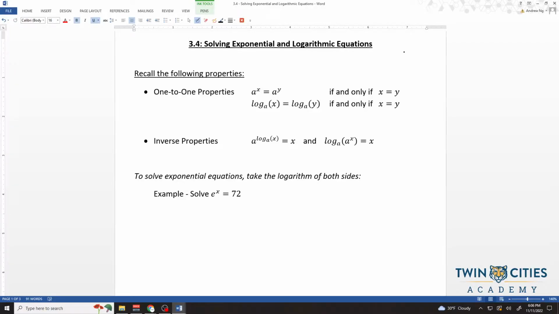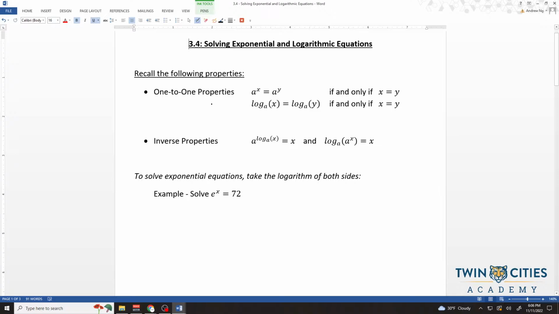Today we're going to be solving exponential and logarithmic equations using some of the properties that we've already looked at in the last couple sections. So let's first recall the following properties, one-to-one properties and inverse properties for these exponential and logarithmic equations.